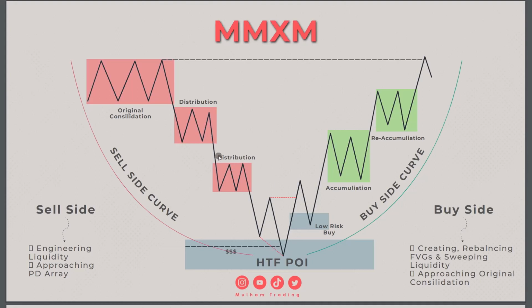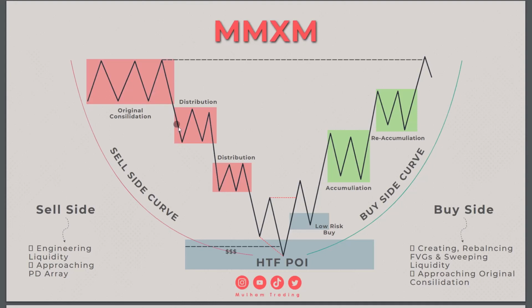So in the future, we're going to be using those liquidity levels to be taken, and mainly the original consolidation. That's where the market makers buy model started. We can enter from here, and that's where it ends after price hits the original consolidation. So one significance or importance of the sell side curve in this case is to engineer liquidity.